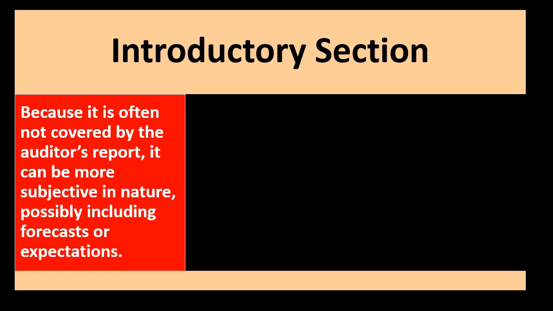In other words, when we think about the auditor's report, it's not something that's going to be including the introductory section. The auditor's report giving an opinion on the financial statements then means that those financial statements have to be in accordance with whatever the requirements are of the audit in order for the opinion to be given. The introductory section is going to be outside of the auditor's report, providing the ability to be more subjective in nature. So you can give things like opinions. So we can have forecasts into the future.